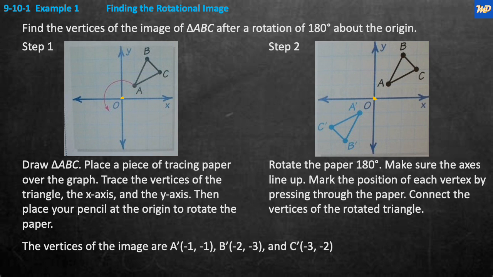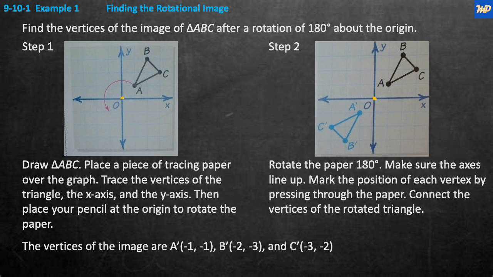Place a piece of tracing paper over it. So they're kind of talking about what I was saying earlier. You take your finger and spin a piece of paper around your finger. It's that tracing paper they're going to spin around the point they're talking about here. Trace the vertices of the triangle and the x-axis and the y-axis, and then place your pencil at the origin to rotate the paper. So you're going to go 180 degrees. If you have a line for x and a line for y, when you rotate it around, your positive y will be up. 180 degrees later, your positive y will be pointing down. That way you know you've gone 180 degrees.